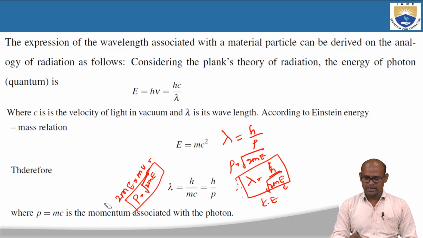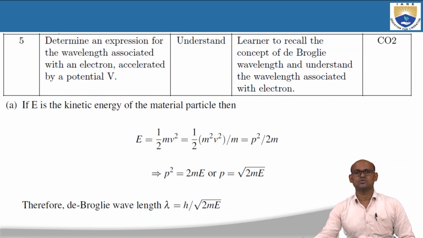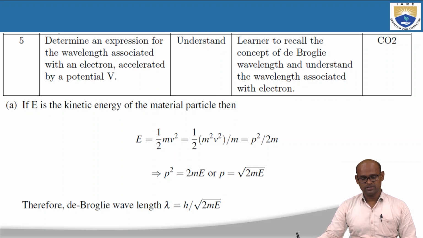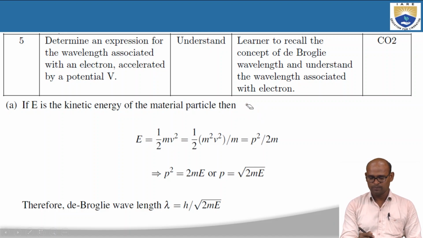So let us go to the next question. Determine an expression for the wavelength associated with an electron accelerated by a potential V. So we need to determine an expression for wavelength for an electron which is accelerated by a potential V. Now we know the wavelength associated with the particle. As per de Broglie hypothesis, electron is a charged particle, it must have some wavelength. So let me write like that.